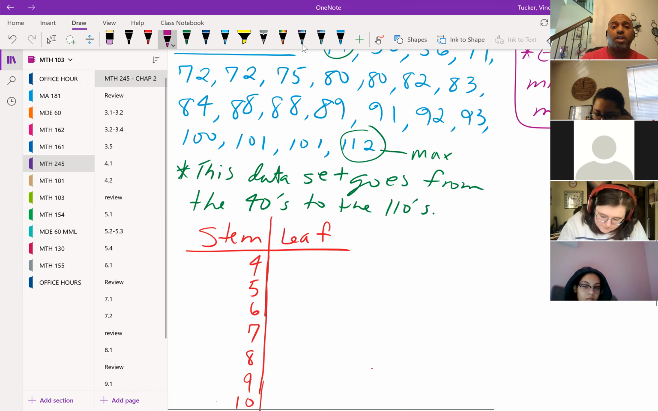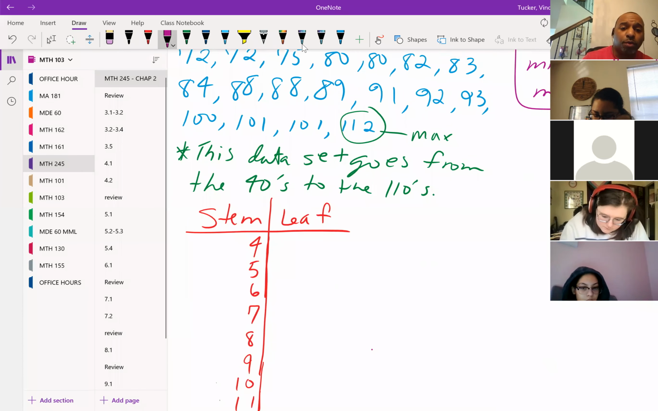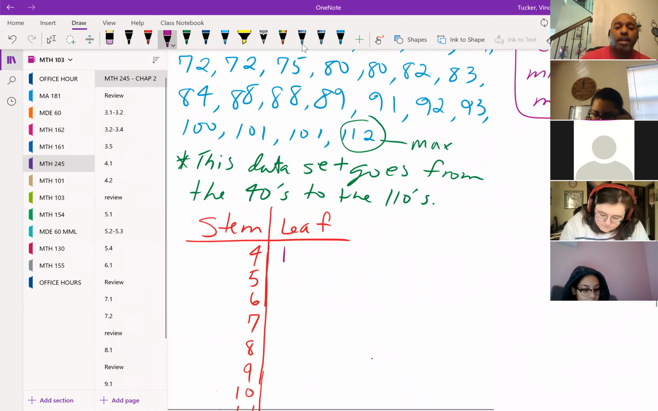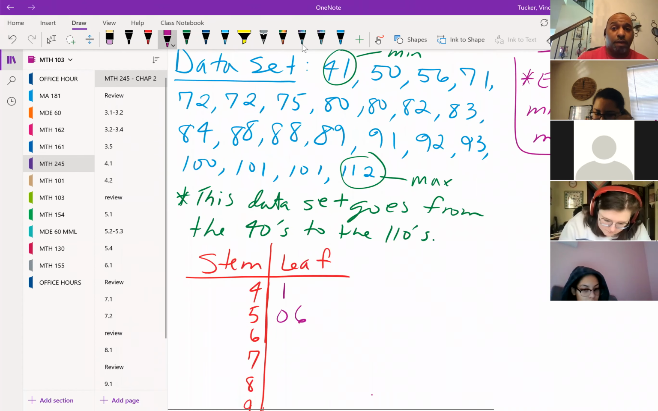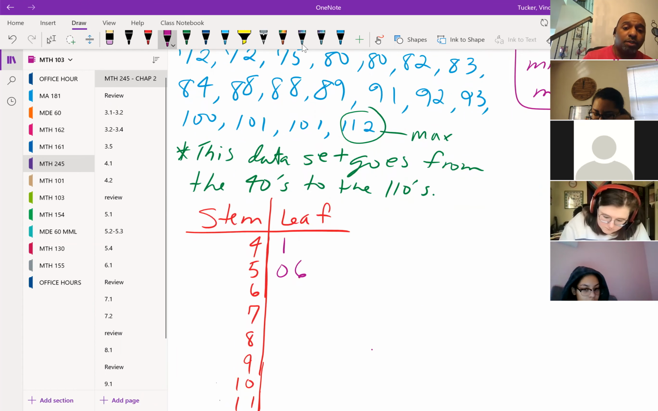From there, we can go ahead and start plugging in the leaves according to the data values that we have. So we have 41. So we put a 1 beside the 4. But that's the only one in the 40s. So then we move on to the 50s. And we have 0 and 6, 50 and 56. There are no values for 60s. So what we do not do is put a 0 here because that represents the number 60. We would just leave it blank.